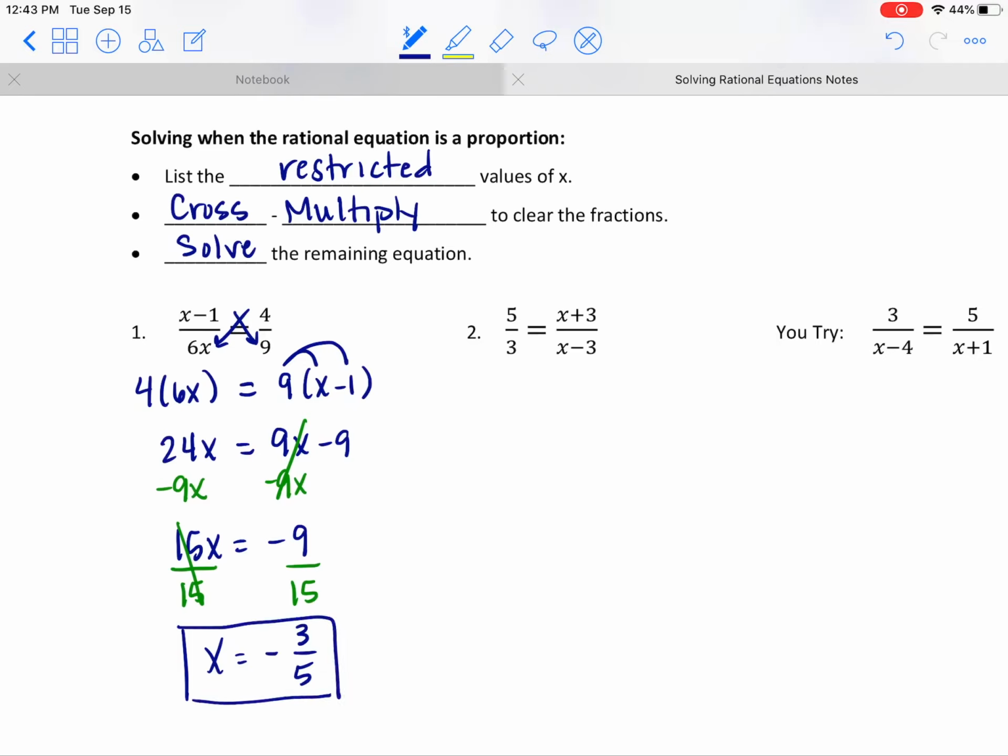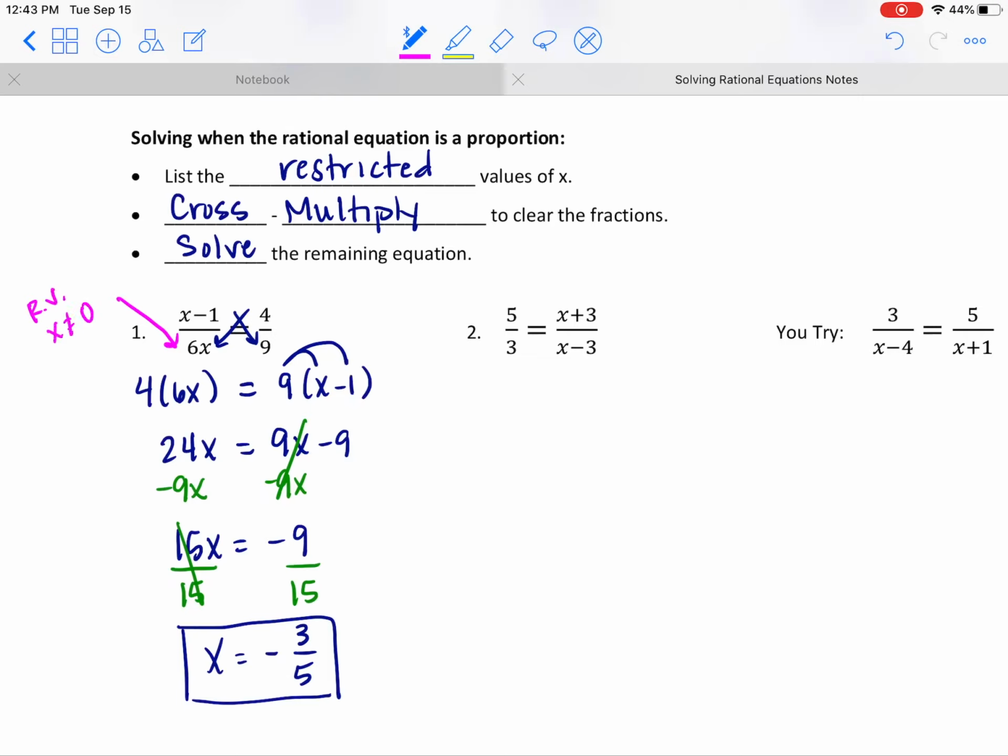Oops, I forgot the first step. There is a restriction in this one. Luckily I remembered in the end. This denominator 9, I can't make that equal 0. There's no x in it, so I don't have to worry about a restriction there. But here we have a restricted value. We have a restricted value 0.